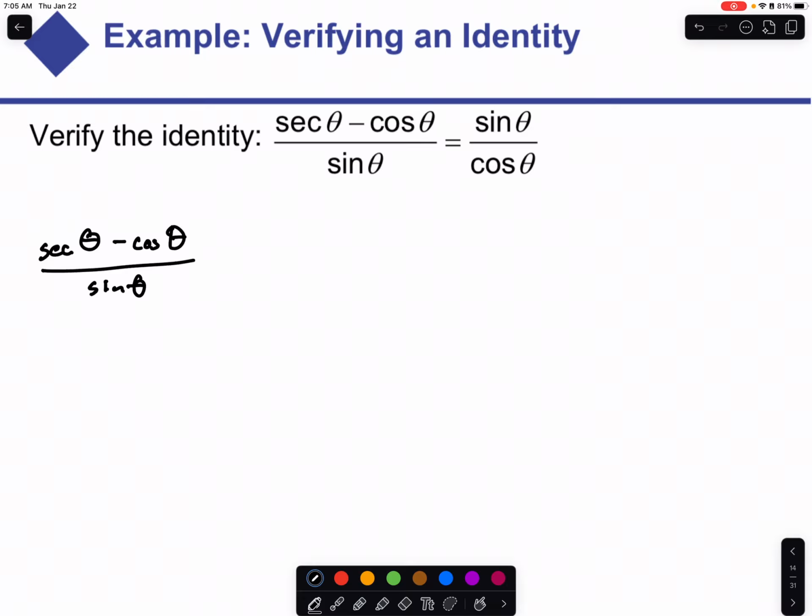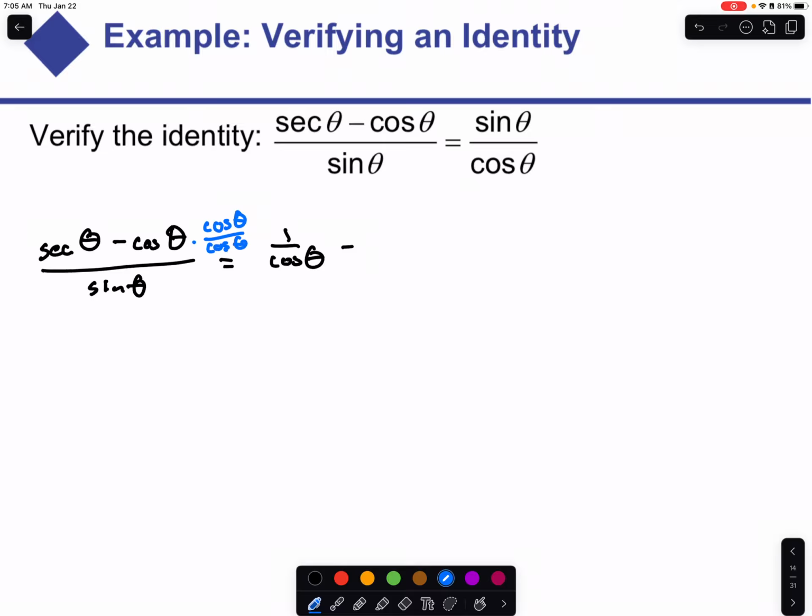So secant is what? 1 over cosine. So I'm just going to get a common denominator for that numerator to condense those guys. So secant is 1 over cosine theta. That's cosine over 1. So I'm going to multiply by 1 right here. I'm going to multiply by cosine of theta over cosine. So I'm multiplying by 1 in this form.